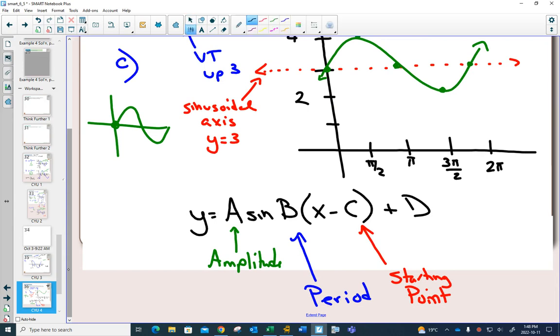And finally, oh, look at this. Somehow you're going to remember that this is your sinusoidal axis, that your d value affects your sinusoidal axis, shifting it up or down. And with these shortcuts, we now move to the next step where we put them all together.